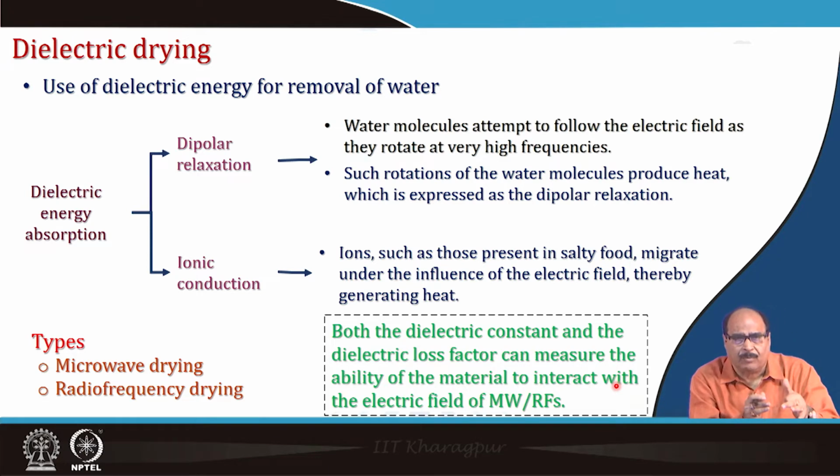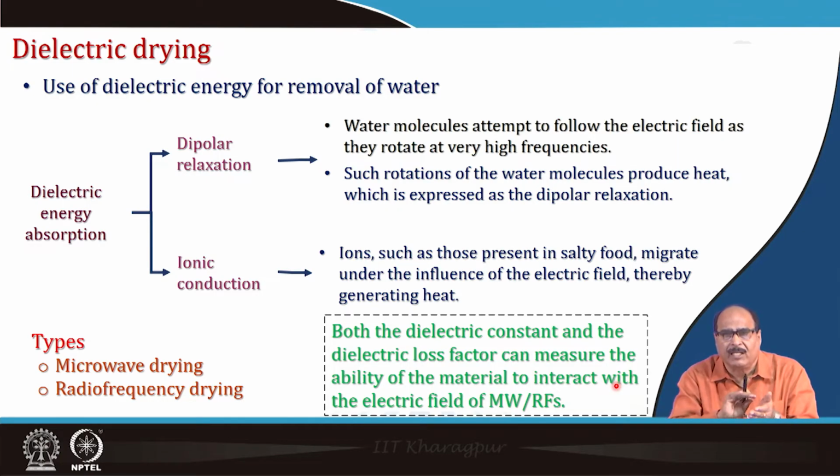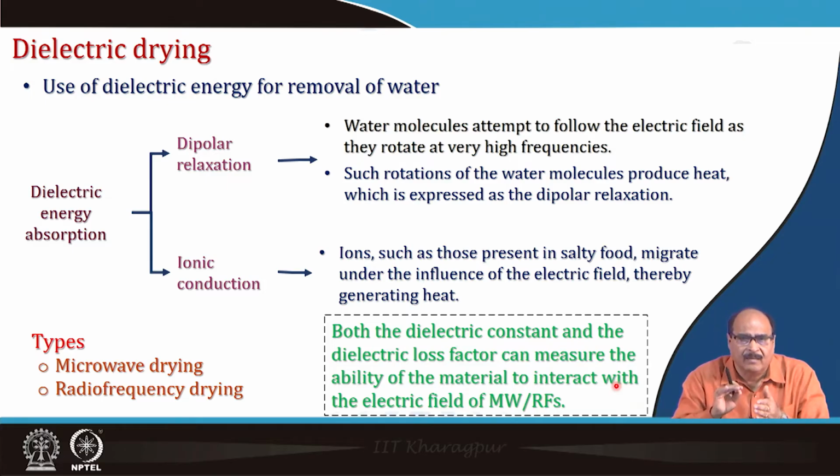So, either there is a dipolar relaxation or ionic conduction. Dipolar relaxation means that when water molecules attempt to follow the electric field as they rotate at very high frequencies, such rotations of the water molecules produce heat. In the ionic conduction principle, ions such as those present in salty food migrate under the influence of the electric field. They cause friction, and because of this friction, heat is generated.